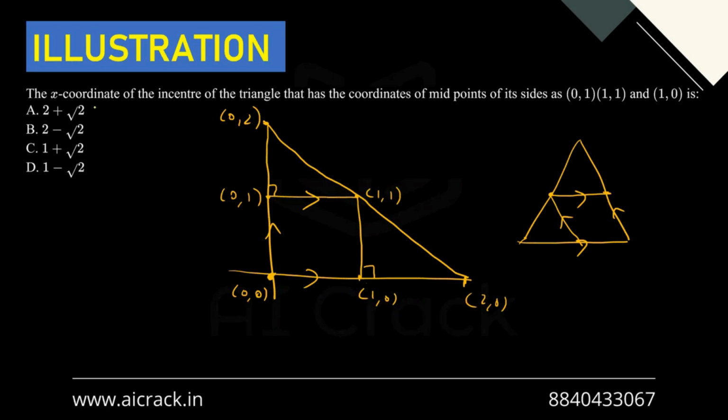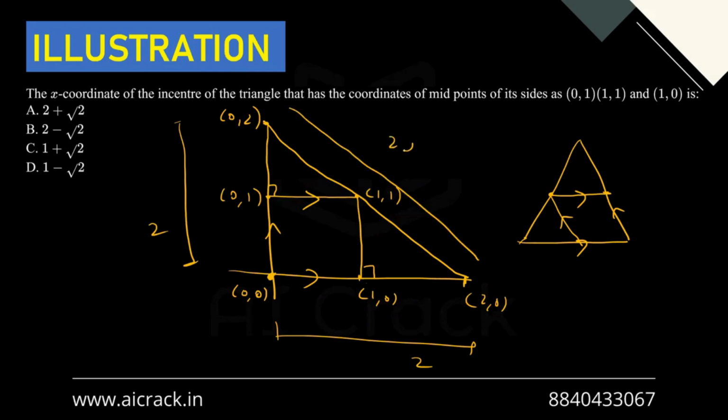So basically we have to find out the coordinates of the incenter of the triangle that has the coordinates of midpoints of these points. So we have got the points, we have got the distances. This length is 2, this length is 2, this length is 2 root 2, right? Now you have got the lengths. Now you have to apply the formula of incenter and you will get the answer.